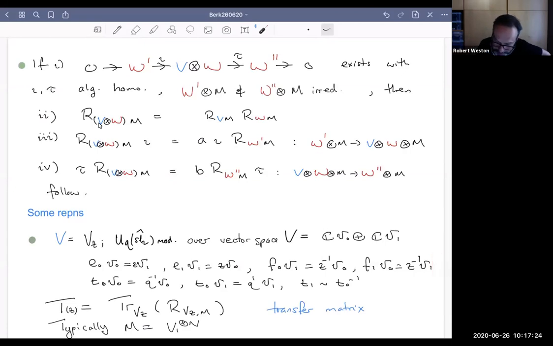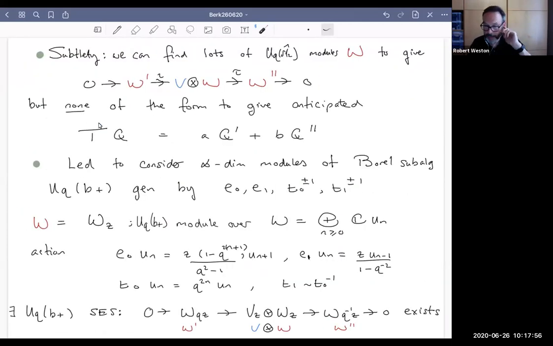And then the transfer matrix, the standard transfer matrix of this model, is just the trace of the R matrix for some general representation M and over this V_z. That gives you the transfer matrix of the six vertex model, at least if you choose M to be C2 tensor N, and typically this is a V1 tensor N. So that's how you get the transfer matrix, and you get fusion.